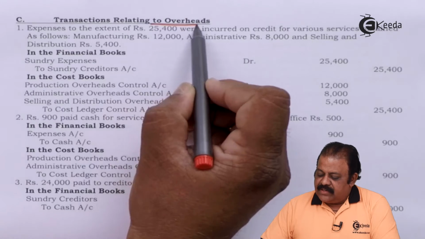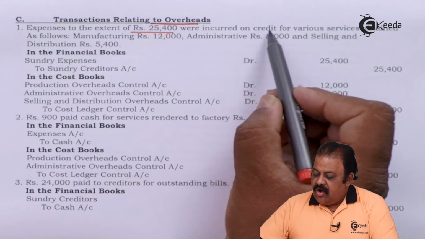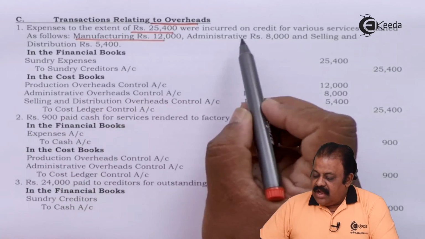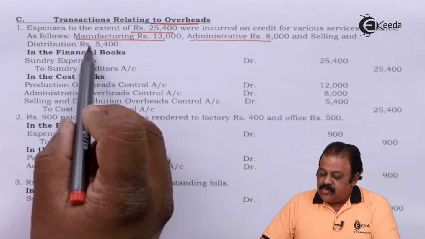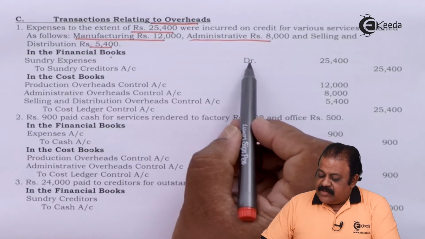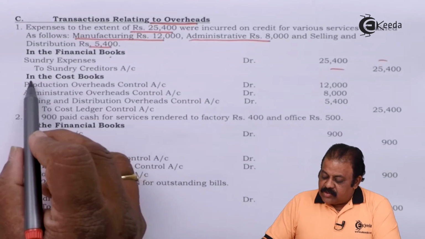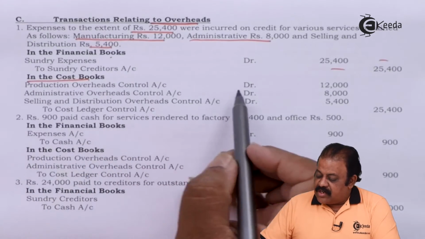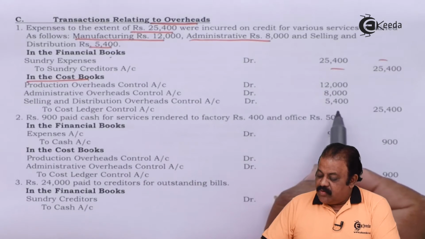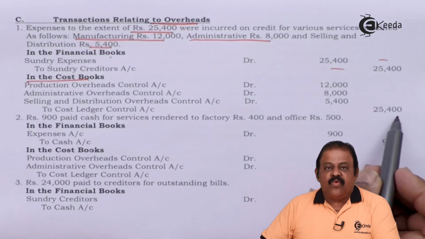Transactions relating to overheads. Expenses to the extent of rupees 25,400 were incurred on credit for various services obtained as follows: manufacturing 12,000, administrative 8,000, selling and distribution 5,400. In financial book, our entry will be sundry expenses account debit to sundry creditors 25,400. In cost book, our entry is production overheads control account 12,000, administration overheads control account 8,000, selling and distribution overheads control account 5,400 to cost ledger control account of 25,400.